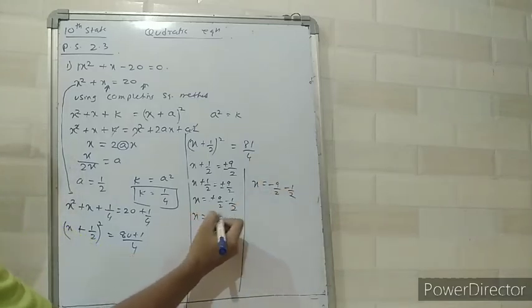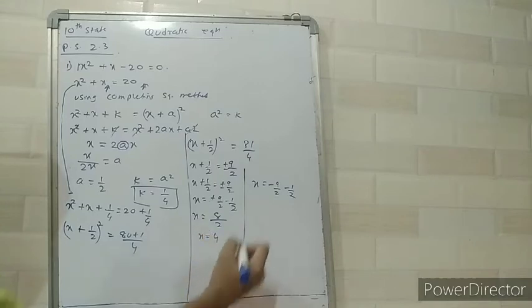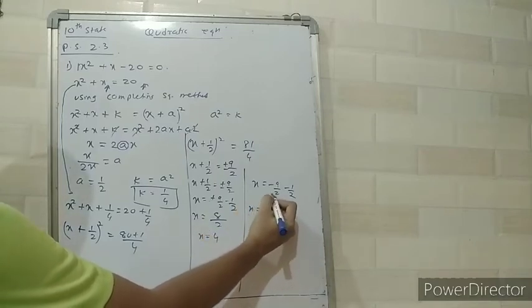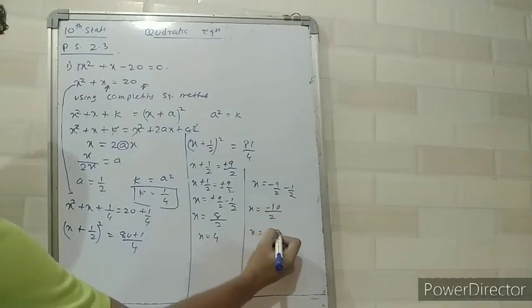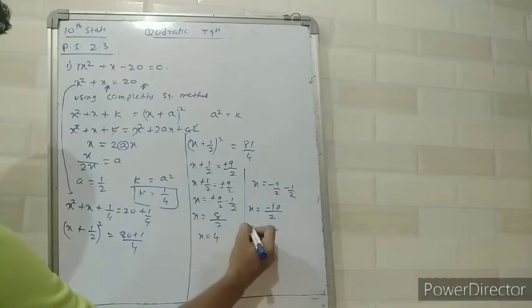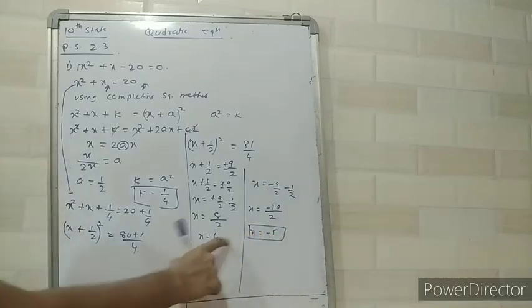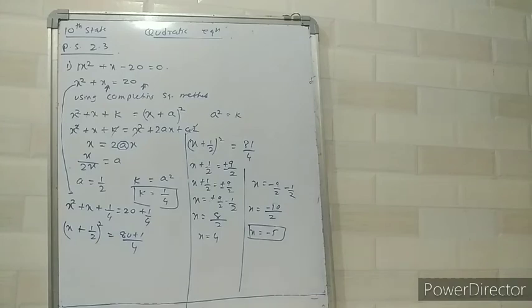So the value of x is, denominator is same, 9 minus 1 is 8, so we have x equal to 4. And over here the denominator is same, minus 2 minus 9 is minus 10, so its value will be minus 5. Okay, so the value of x is 4 and the value of the other x is minus 5.